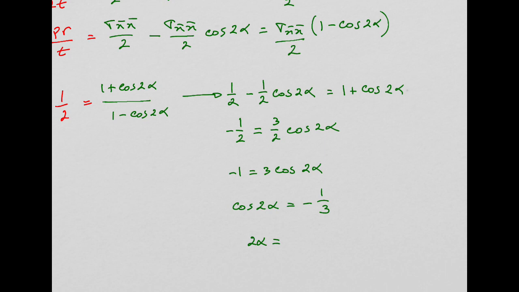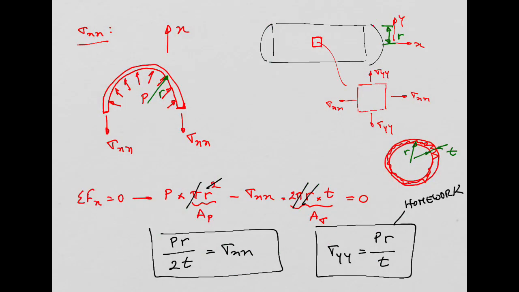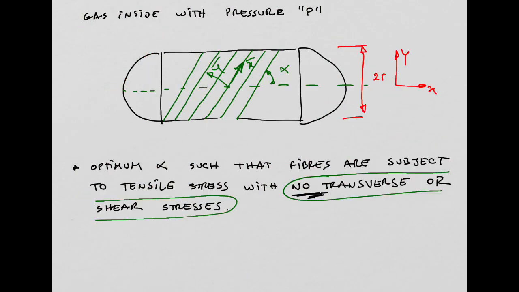Very good. So according to my calculations here, from this result, I get an angle alpha equal to 54.74 degrees. Okay? So if you lay up your fibers with this 54.74 degrees in this direction, this is the optimal orientation.